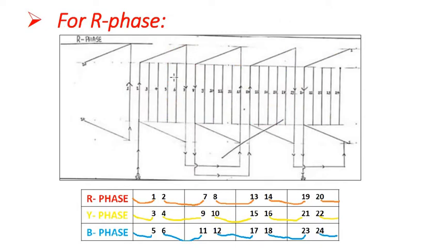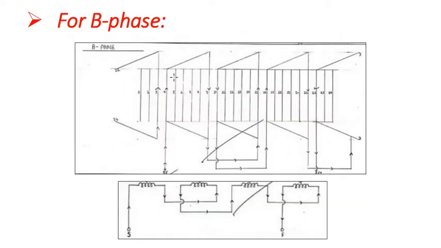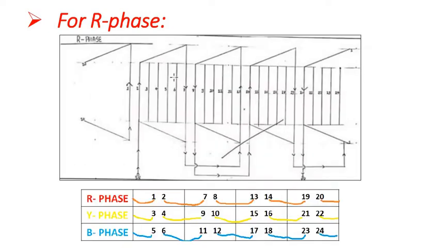This is the R phase mass winding. This is the B phase mass winding. So this is the mass winding diagram. Now we will see in the sheet how to draw the mass winding. This is only the calculation for the mass winding. Now we will see how to create the mass winding.